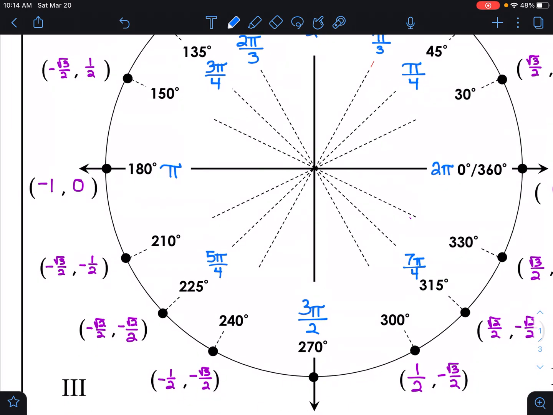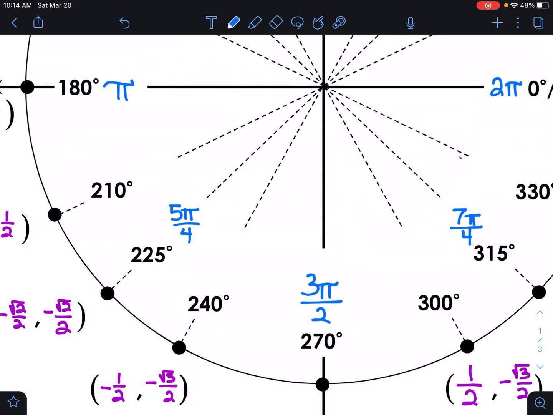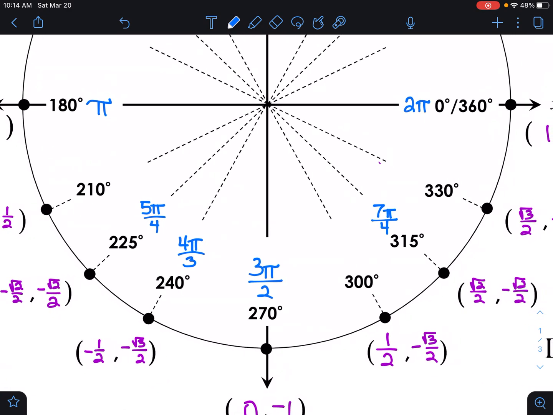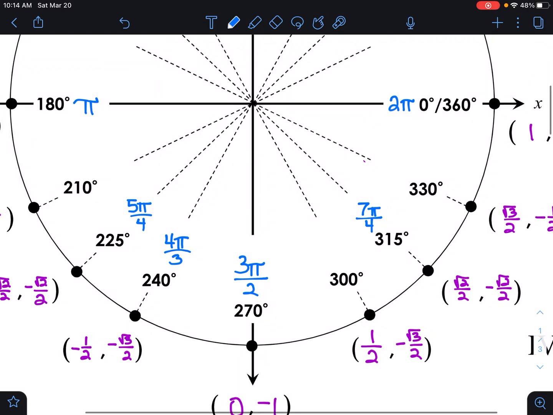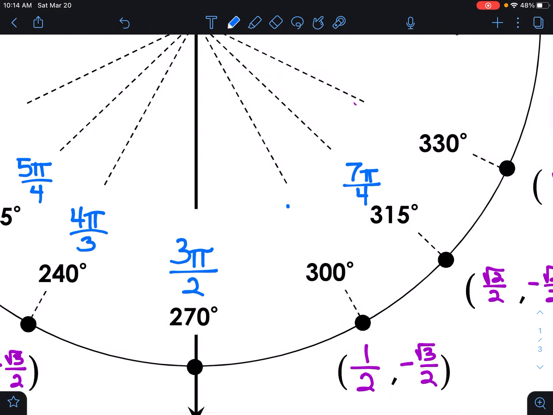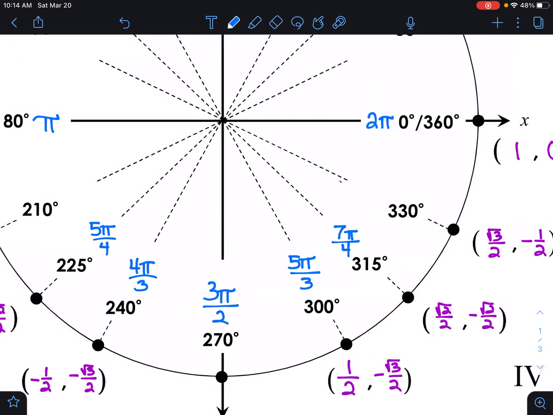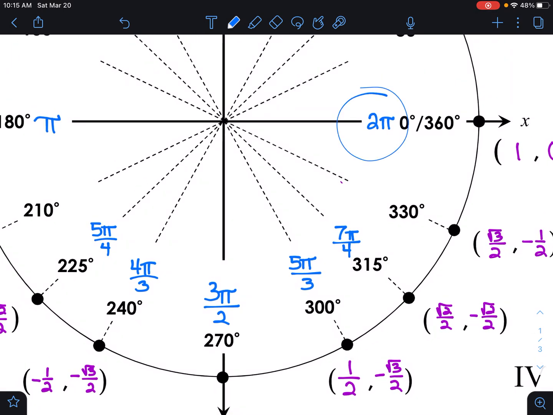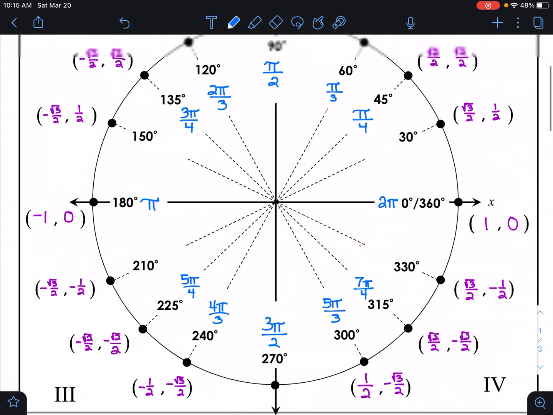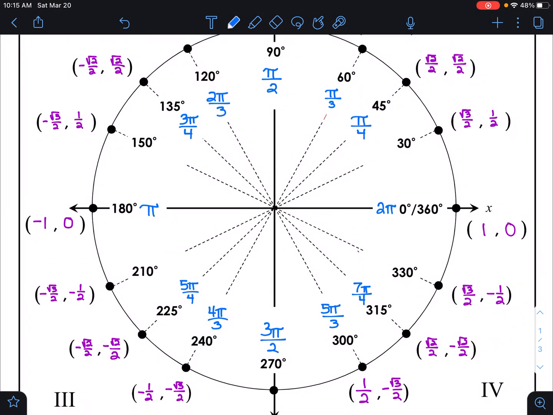Okay, so then we're going to go to 240, and that would be 4 pi over 3. Okay, and then another 60 degrees, and that would give me 5 pi over 3, which would be right here. And then 6 pi over 3 would be back to here, 2 pi. Okay, now we just have our 30 degree increments.